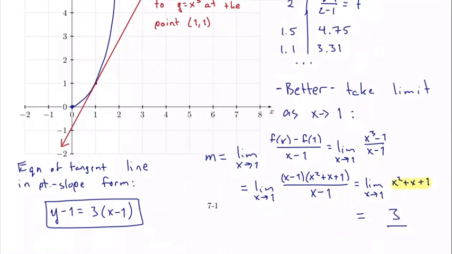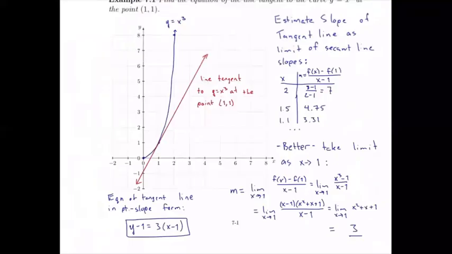Well, now we've arrived at a place where we can plug x equals 1 into this function, because of course the function we're taking the limit of is a polynomial. So when we do that, we have 1 squared plus 1 plus 1. So that's basically 1 plus 1 plus 1, and that's 3. So the slope of our tangent line at the point 1, 1 for our function y equals x cubed is 3.